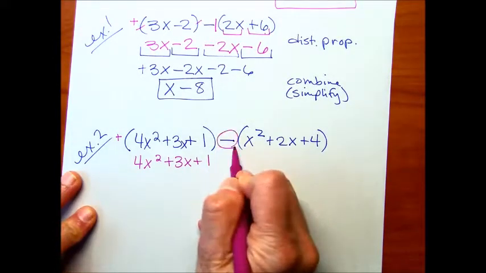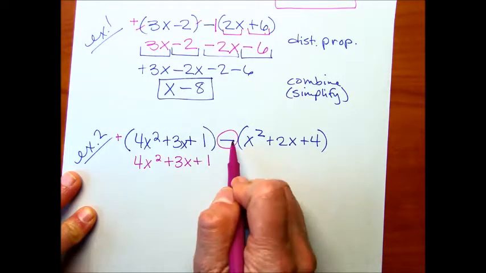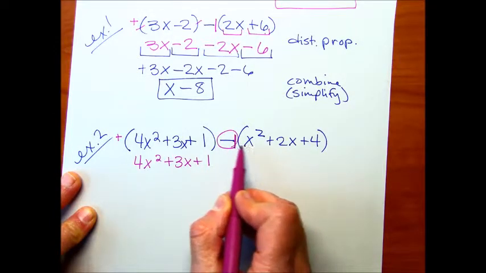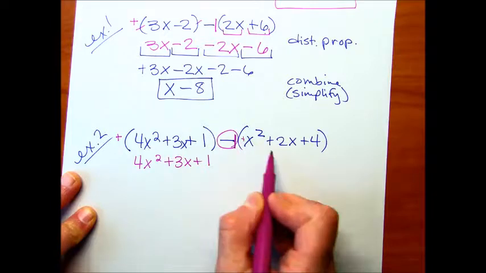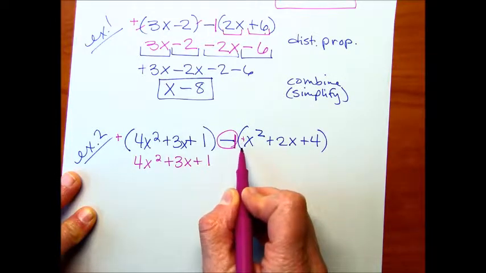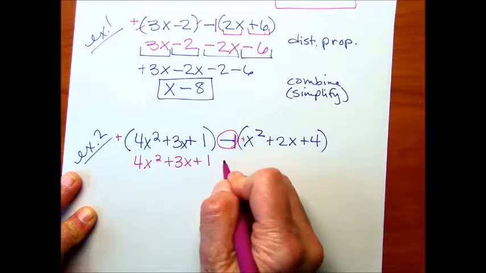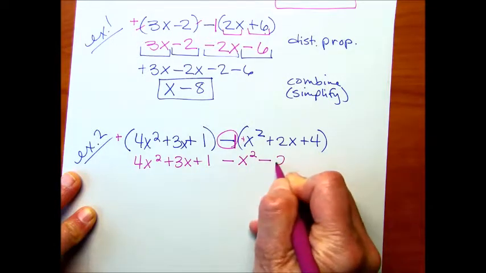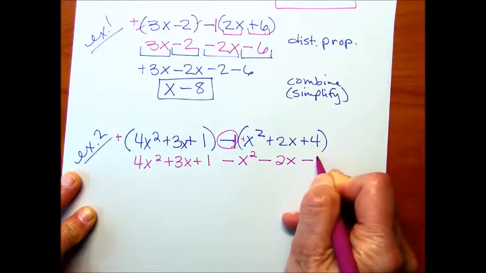However, because we have the negative, that's really -1, and so all of the signs are really just going to change to the opposite. This is positive, this is positive, this is positive. So all of these terms are now going to be negatives. We're going to have a negative x squared and a negative 2x and a negative 4.